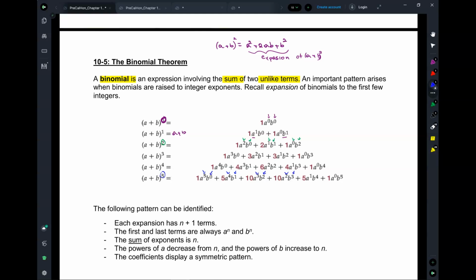Okay, let's take a look at some further patterns. Let's take a look at just the exponents of 5. It goes from a to the 5, 4, 3, 2, 1, 0. So it starts from this exponent here at the front, and then it's a to the 5, a to the 4, 3, 2, 1, 0. And then b starts at 0 and then increases 1, 2, 3, 4, 5. Do you see that pattern over there? And then we've got these red coefficients in here. And that's what we're going to talk about in a little bit.